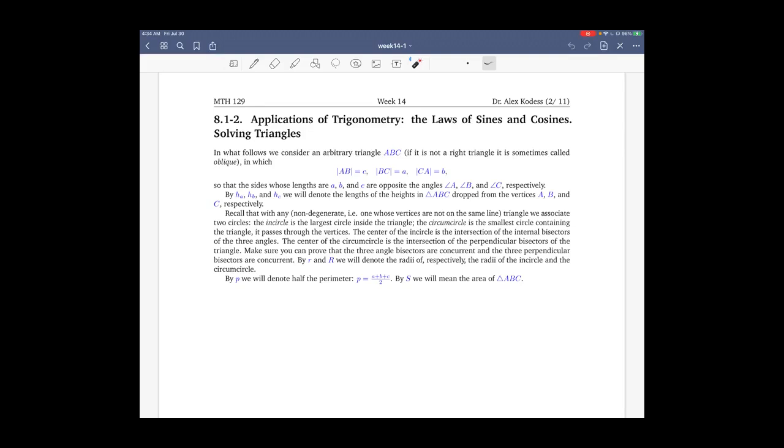Hello, today we start our conversation about two beautiful applications of trigonometry to geometry, the laws of sines and the laws of cosines. So let's make some preliminary comments and discuss our notation. We will be talking about oblique triangles, triangles that are not right.